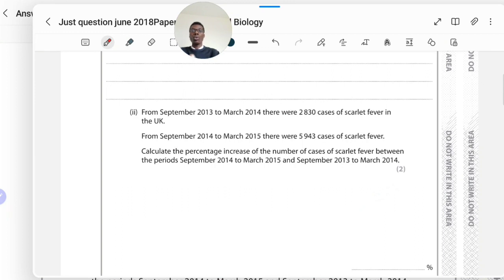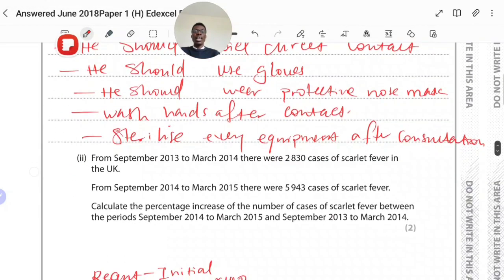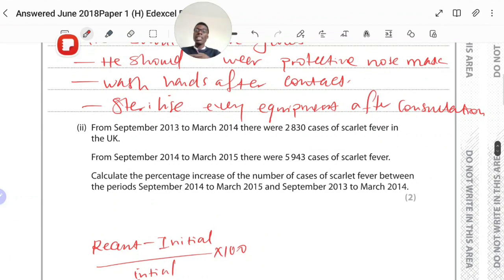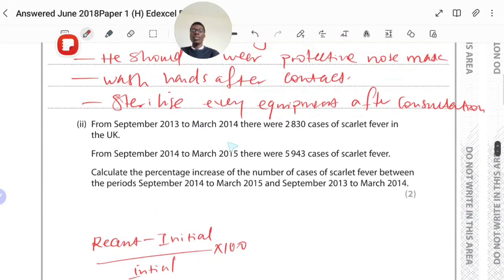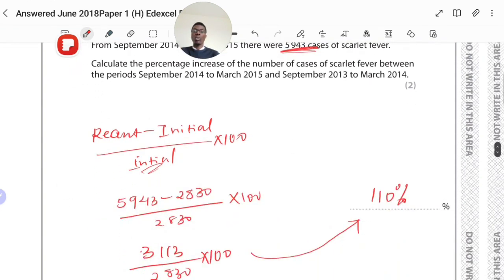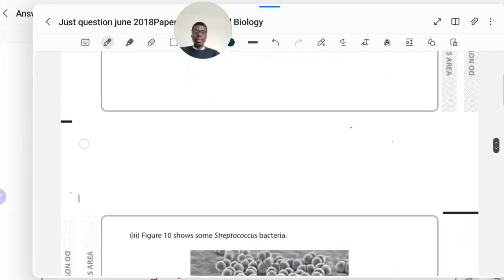All right. So what we were supposed to do here is just the recent value minus the initial value. What's the recent value? This is the recent value. And what's the initial value? This is the initial value. Recent value minus initial value, over initial value, multiplied by 100, and this is what gives us the answer. So if you subtract this, it's going to give you this, over the initial value, times 100. There you have the increase rate is 110%. That's not nice, sincerely.